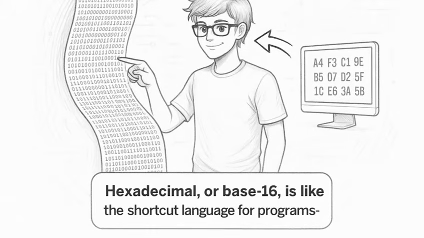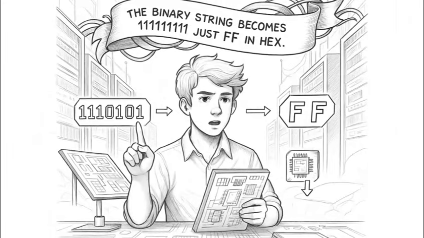Hexadecimal, or base 16, is like the shortcut language for programmers. Instead of writing long binary strings, hex condenses them into a form that's way easier for us to understand. For example, the binary string 11111111 becomes just FF in hex. Same information, way more compact. And when you're working with memory addresses, compactness isn't just convenient, it's absolutely necessary.